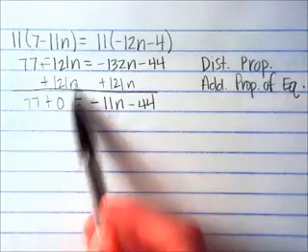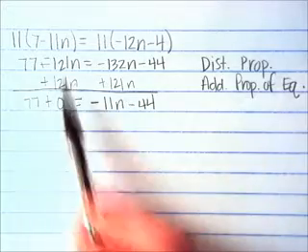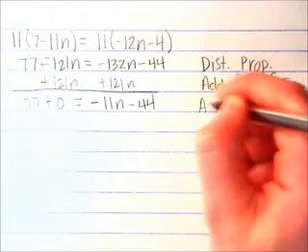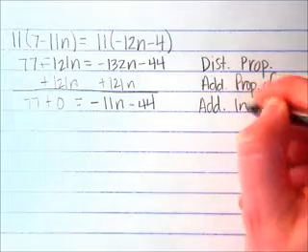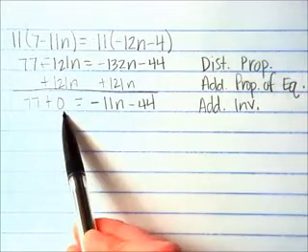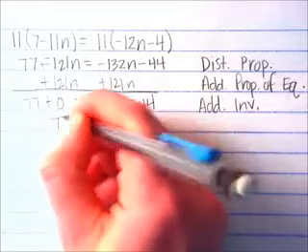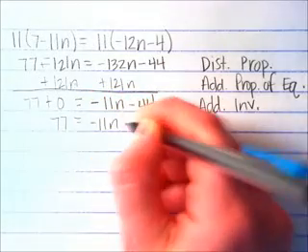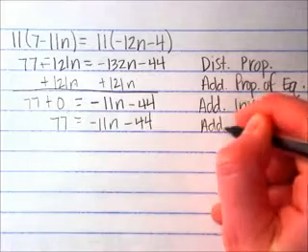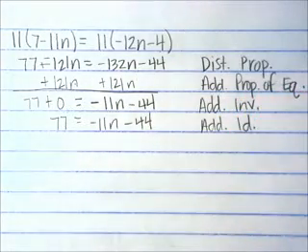So from this line to this line, I had a 0 pair. How did I know that that was going to be 0? Because of the additive inverse property. I took a number and its opposite and I was adding them together. All right, well, 77 plus 0 is just 77. How do I know that? Because of the additive identity property.